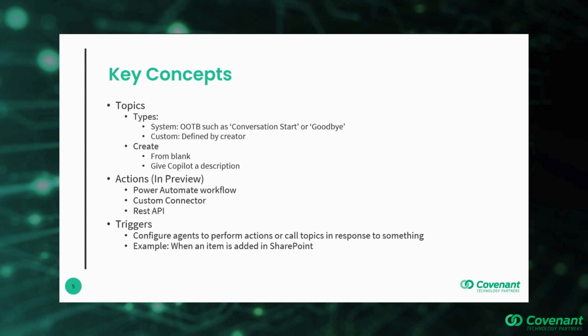Actions, so this is in preview, but it's basically Power Automate workflows, custom connectors, and REST APIs so you can connect to third-party data. So you've always been able to do Power Automate workflows in Copilot Studio, but now they've kind of categorized them into this new actions category.